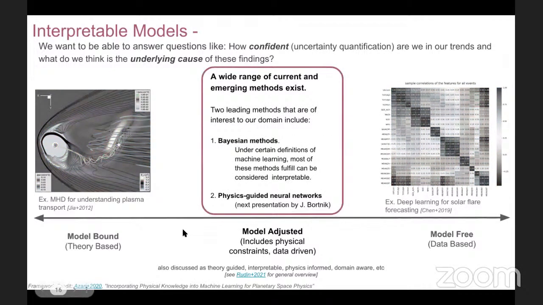And within this space, there's a range of current and emerging methods. Two leading ones that I wanted to spend a bit of time on. The first is something called Bayesian Methods. And depending on how you define machine learning, as well as AI, you can or cannot include Bayesian methods in those. But most often, Bayesian methods are considered to fulfill the definition of interpretable. And I'll talk about that next, before we transition to Jacob to talk about physics-guided or physics interpretable machine learning. So next slide, please.